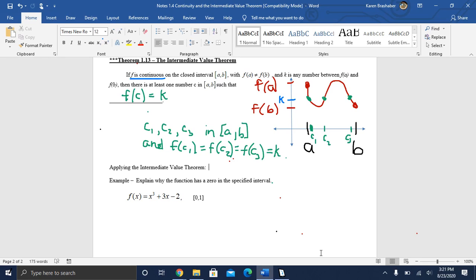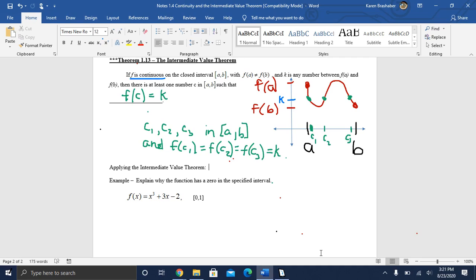And this intermediate value theorem may not seem like that big of a deal, but actually it's what your graphing calculators use to calculate the zero of a function. And I'd like to show you that with this next example. So it says, explain why the function has a zero in the specified interval from 0 to 1.